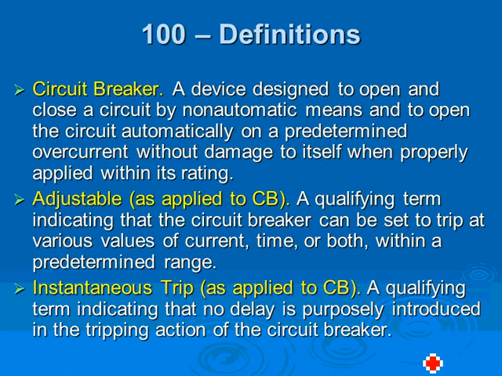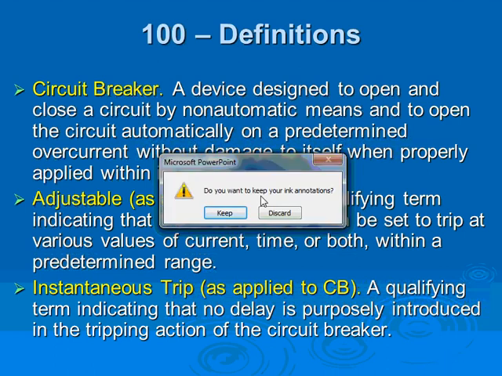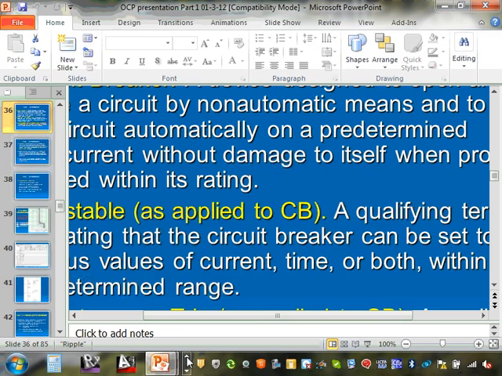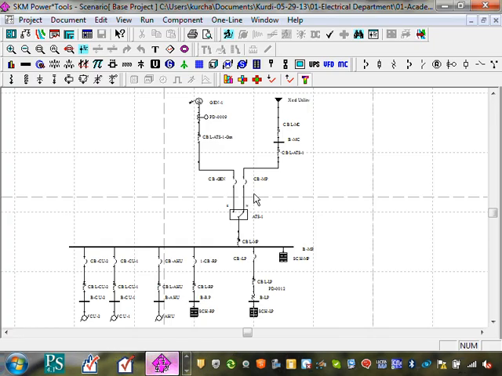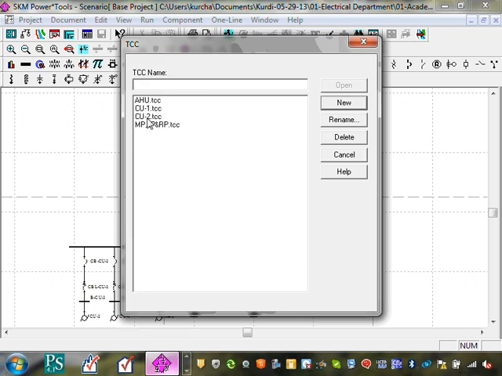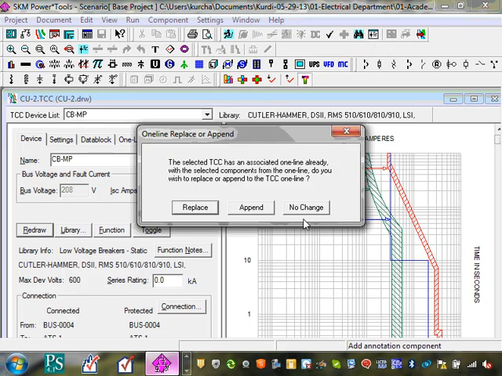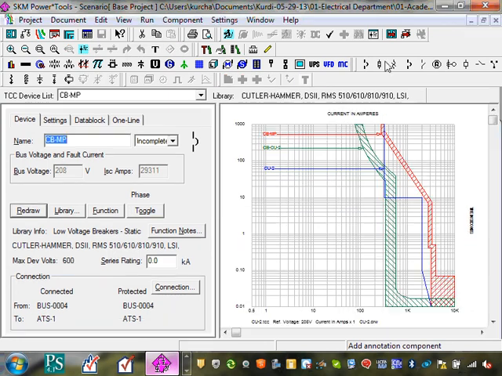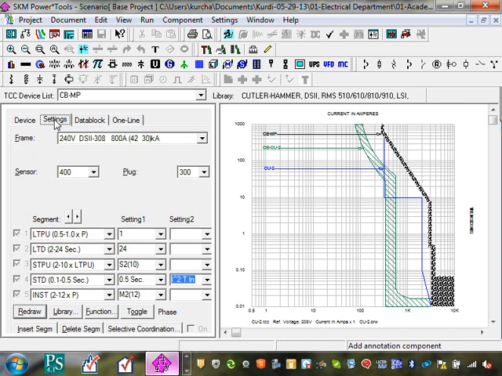So I don't know if I can jump in here. Okay, come on here. There you go. This is called Power Tools for Windows, SKM. We use it to do a lot of calculations, guys. Let me see if I can get my curves here. Here's my cooling unit. No changes, I just want to show you an adjustable circuit breaker. This is what the engineers do. Click on that one. This is a very typical adjustable circuit breaker.